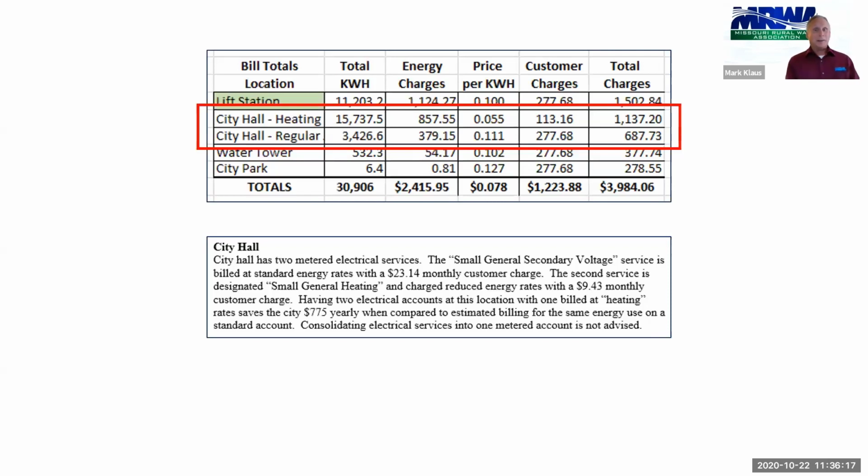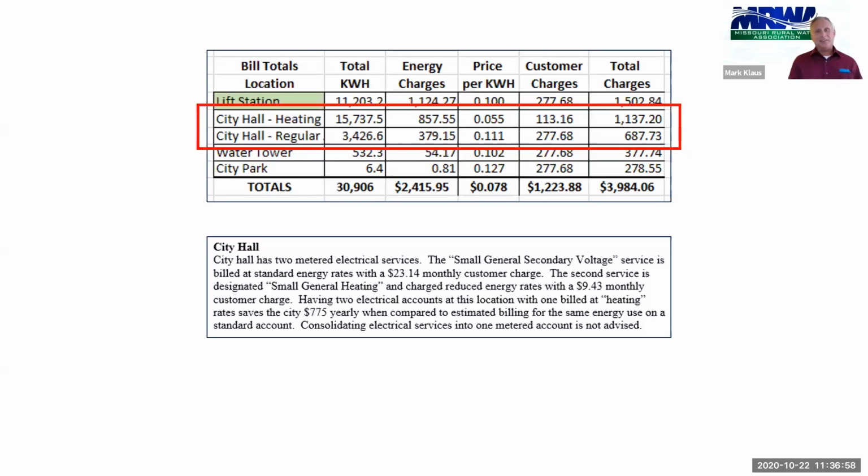This one is totally different. I have never seen a heating rate before. They only get charged... If we read that below, they have 2 metered electrical services, a small secondary general voltage, standard rates, $23 a month for service. And they pay roughly about 10 cents per kilowatt, 11 cents actually, what it shows. Then they have the heating rate. It's roughly $9 and change for their monthly customer charge. Sweet. And they're only paying roughly 5.5 cents per kilowatt hour.